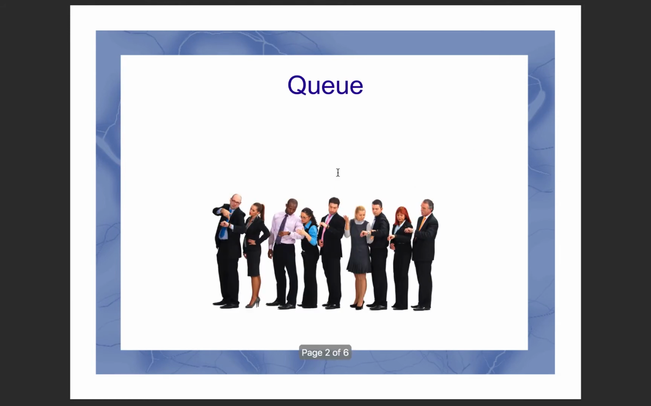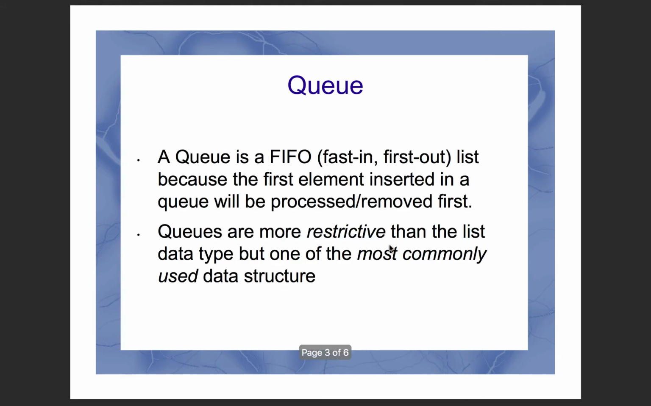If we go back to the previous slide, this person was the first element before all those elements. That's why he will be served or accessed before all these persons. That's why a queue is called FIFO, or a queue has the characteristic of FIFO. So the first element inserted in a queue will be processed or removed first.